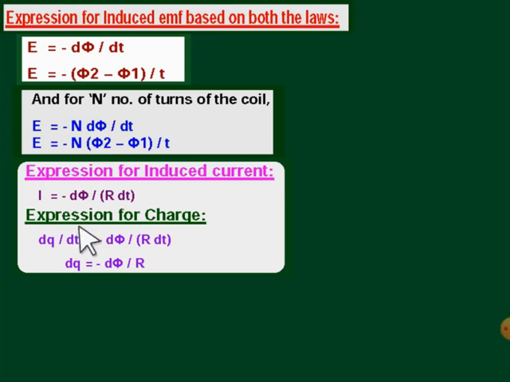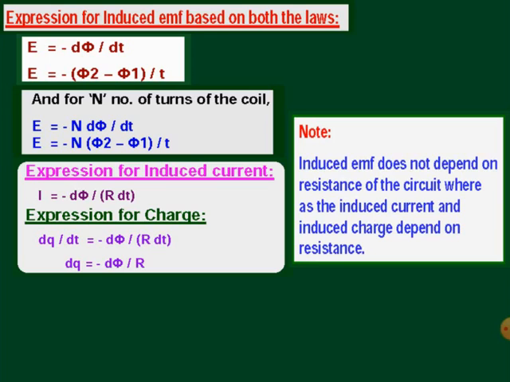And if you want to express it for charge, we know that the rate of flow of charge is equal to current, right? So I will be equal to dq by dt, and dq by dt is the rate of flow of charge, which we call current. So dq can be written, if you cross multiply, dt will cancel, and it will be d phi by R. So minus d phi by R will give you the small amount of charge flowing through the solenoid due to the induced EMF.